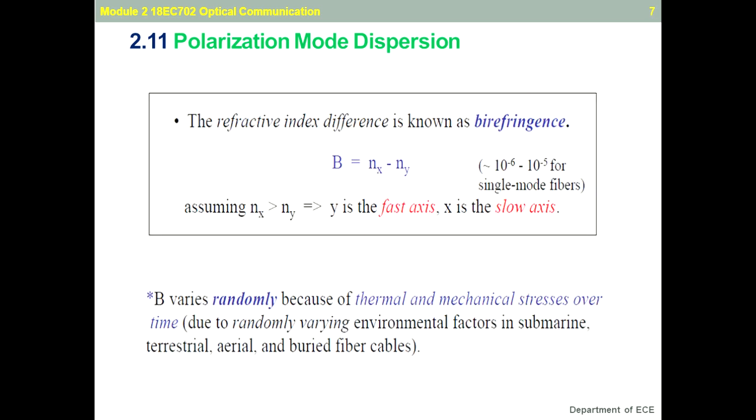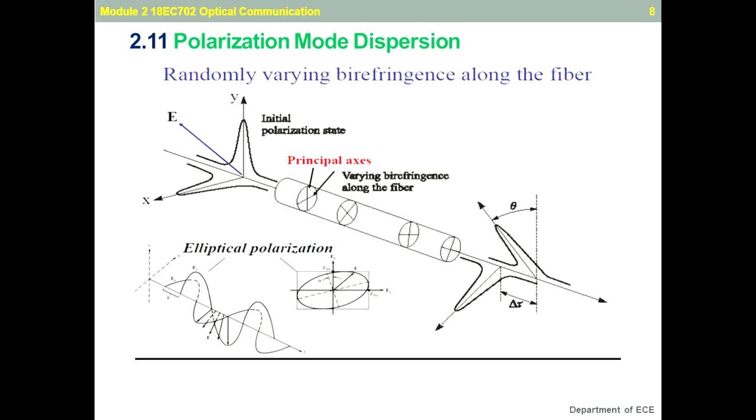Here, fiber birefringence is the main cause of polarization mode dispersion. It is given as the difference between the two refractive indices, namely Ny minus Nx or Nx minus Ny. And the fiber birefringence varies randomly because of thermal and mechanical stresses over time. In this diagram we can see the polarization mode dispersion, that is, the fiber birefringence varying randomly along the fiber with respect to distance.